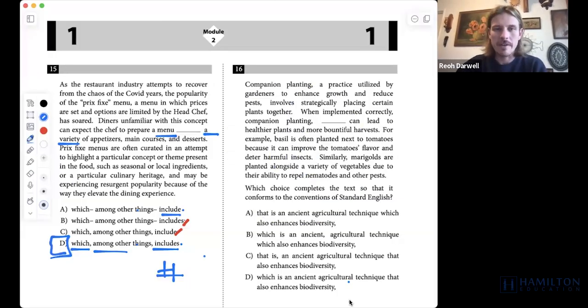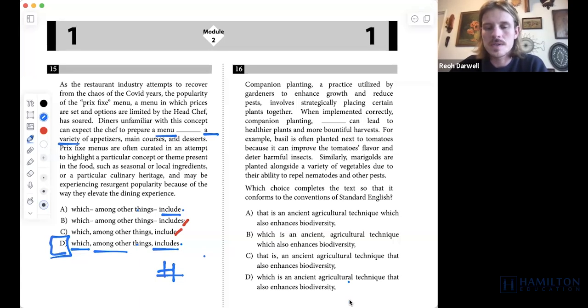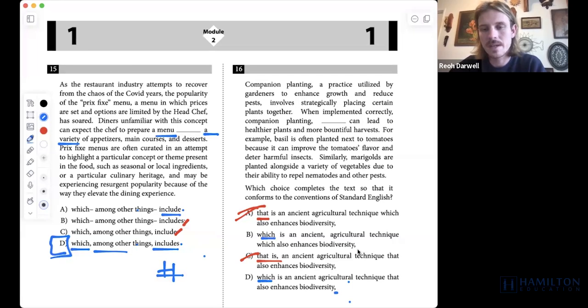Question 16 is a pretty straightforward non-essential phrase question here. So seeing as we have a non-essential phrase, we don't want to use that, right? That is typically essential. That can sometimes be a non-essential phrase, but usually is used as a kind of concession or qualification, right? So this is not qualifying what comes before in the sense that that is would be used. Rather, it's just explaining it. So we want to use which to begin the non-essential phrase.